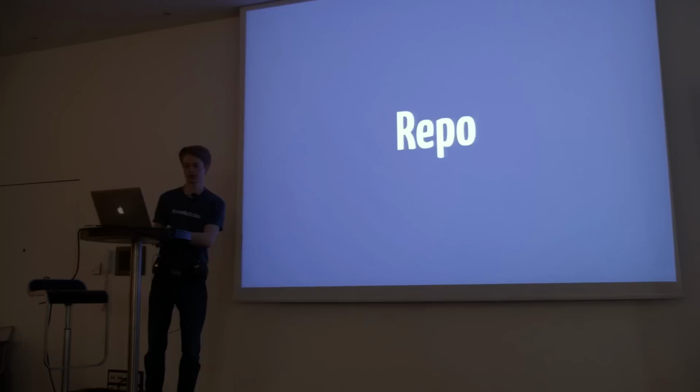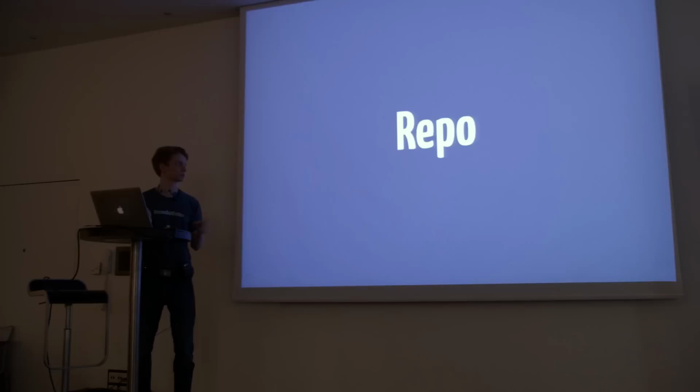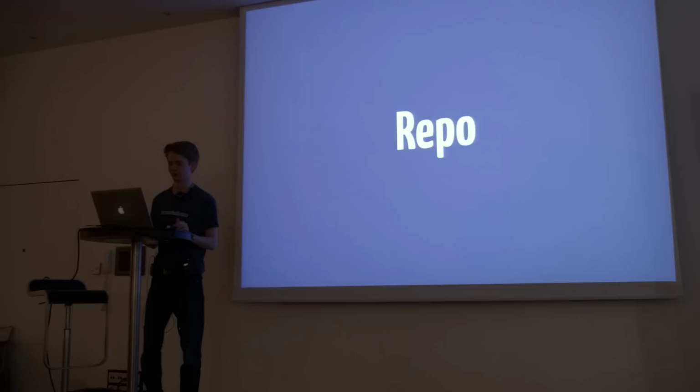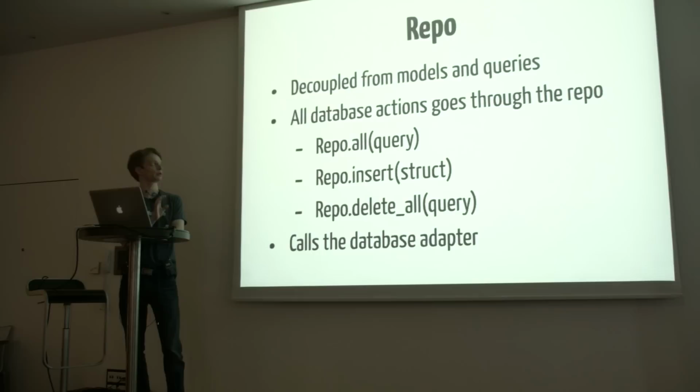So next one, I'm going to talk about the repository, which we call the repo in Ecto because we like short names and we're lazy, so we don't like to type repository all the time. So the repo is completely decoupled from models and queries, and that means that you can create one query and you can run it against multiple repositories, and you can have one model that you can persist against a different repository and thereby different databases.